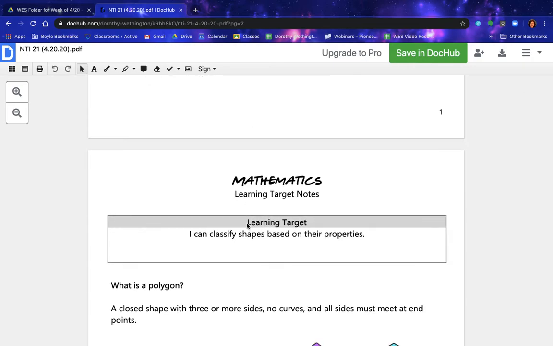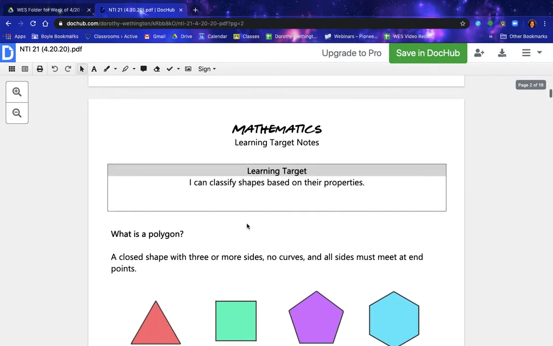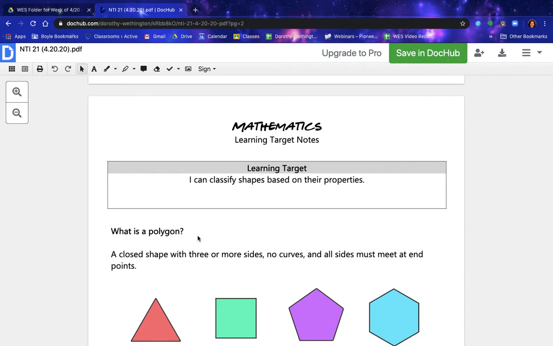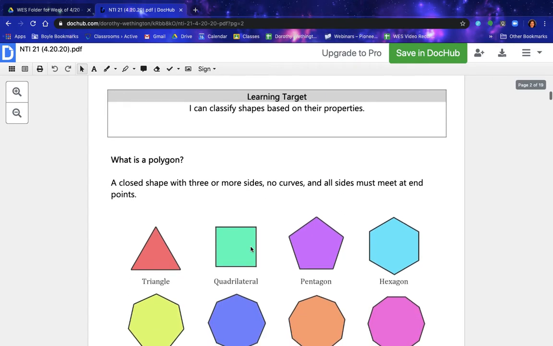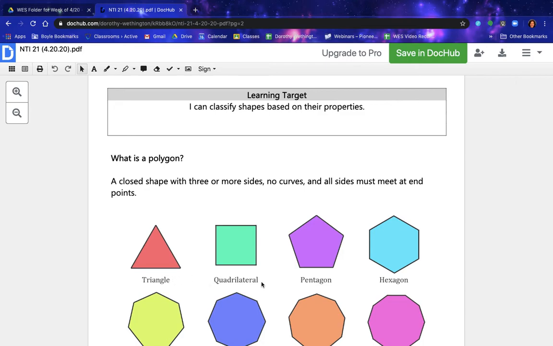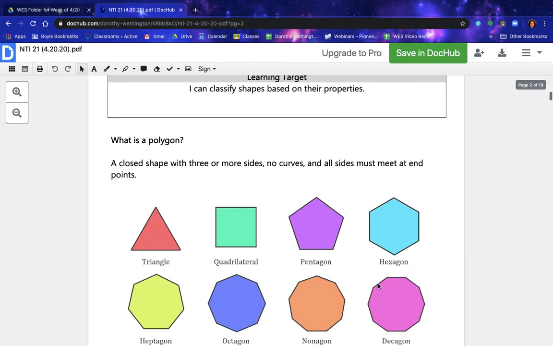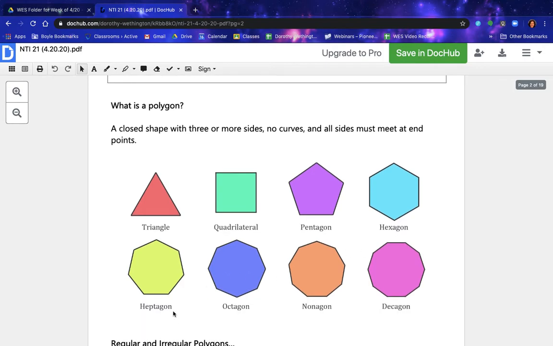Mathematics, Learning Target Notes. Learning Target: I can classify shapes based on their properties. What is a polygon? A closed shape with 3 or more sides, no curves, and all sides must meet at end points. You have a triangle, a quadrilateral, a pentagon, a hexagon, a heptagon, an octagon, a nonagon, and a decagon.